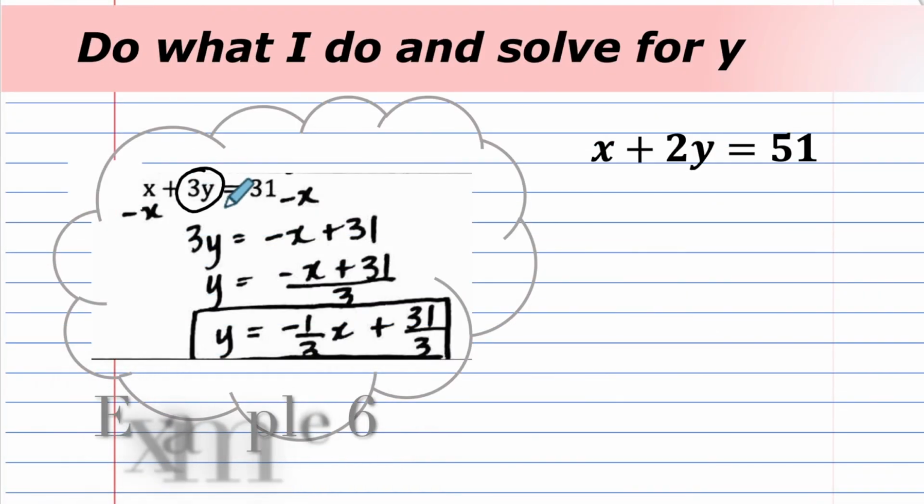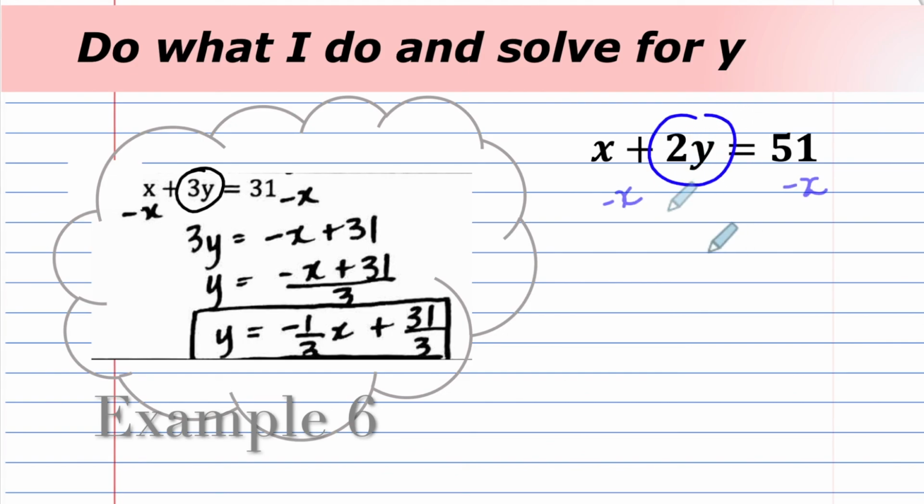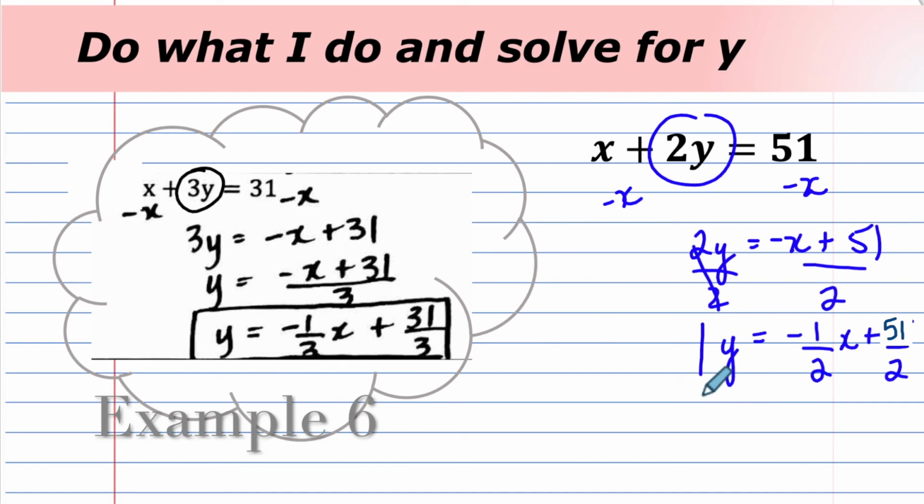Let's see what happened here. Subtracted x from both sides and then divided by 3. Looks fairly simple. I think I can do that without looking at each step. 2y is equal to negative x plus 51. You definitely can have fractions when you isolate y.